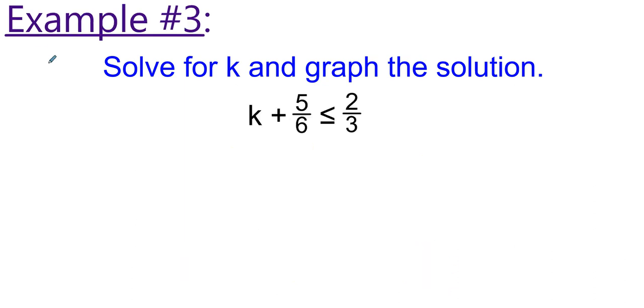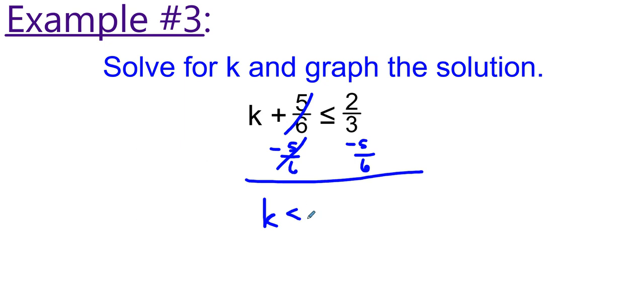Going on to example number 3, very similar, but now we have some fractions. So I need to get k by itself. The inverse operation of addition is subtraction. We're going to subtract 5/6 from both sides of this inequality. K is by itself. We have k is less than 2/3 minus 5/6.